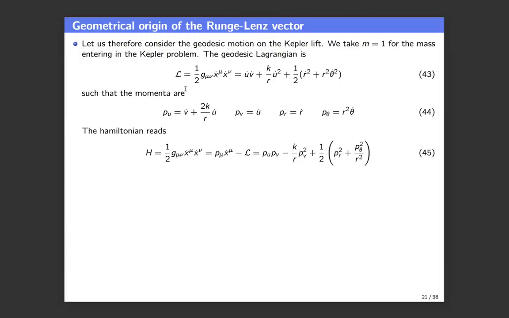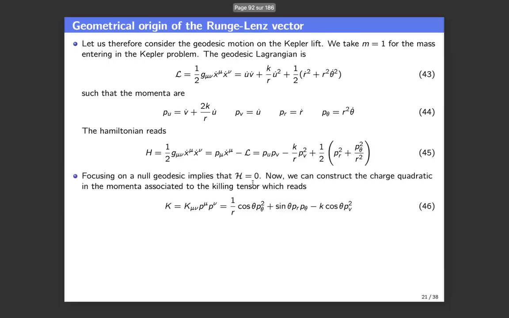So the way to see this is that you compute the geodesic motion on the lift. So this is the Lagrangian for the geodesic motion. You have the momenta, you have the Hamiltonian, okay? And then we focus on null geodesics, so H is 0. And now you compute the conserved charge coming from the Killing tensor. And what you find is this guy, okay?